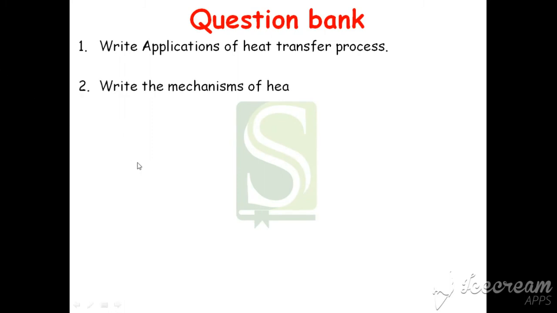Sometimes you will be asked to write the mechanisms of the heat transfer process. You should know that there are three basic mechanisms of heat transfer. First is conduction. Conduction takes place only in solids, and there is no actual movement of the solid molecules, but heat is transferred in the form of vibrational energy from one molecule to another. In this way heat transfer occurs in conduction.